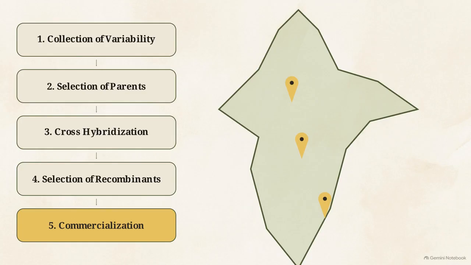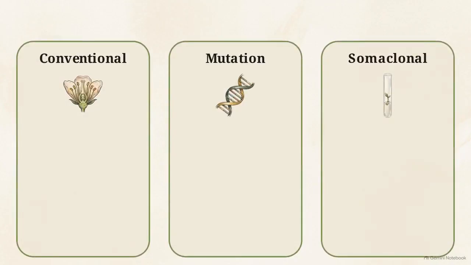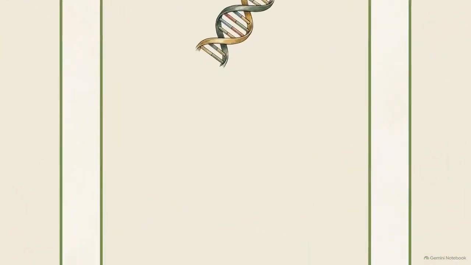Step 5 is commercialization, involving multi-location field trials. To bypass limits on traits that naturally exist in sexually compatible parents, we use mutation breeding, altering DNA with gamma rays, and somaclonal variation via tissue culture.